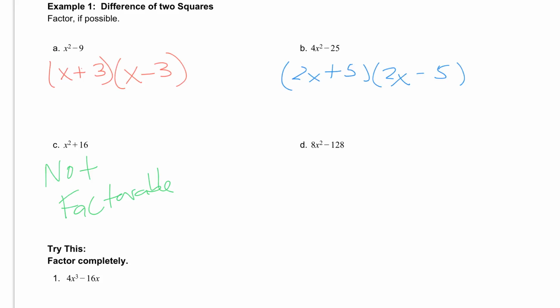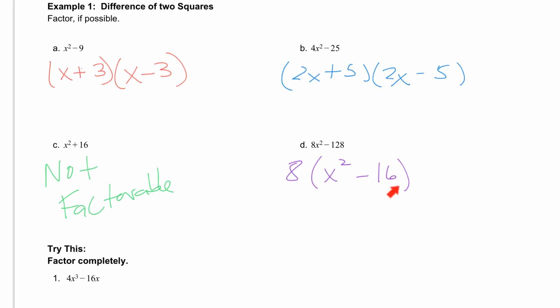And finally, we're going to look at letter D. 8x squared minus 128. First thing we're looking for is a greatest common factor, which we have. Both 8 and 128 are divisible by 8. So we can take the 8 out in front. And then we're left with x squared minus 16. 128 divided by 8, that's where that 16 is coming from.